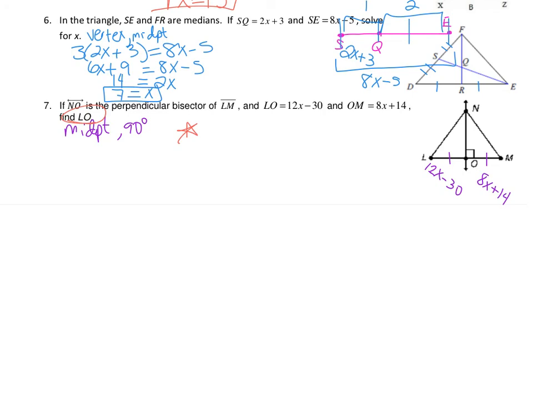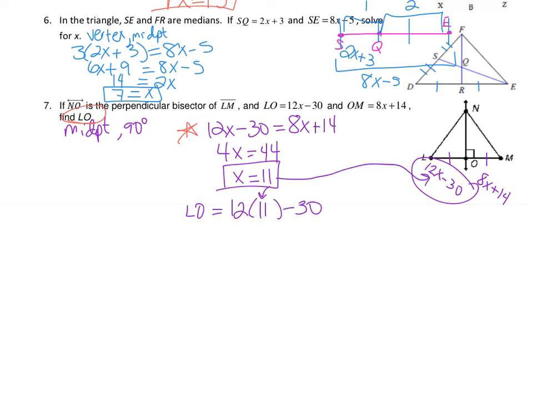You should have set them equal to each other to solve for x. When you solve for x, you should have gotten x equals 11. Then it asks for the length of LO, which means you need to multiply it back out. So we get 132 minus the 30, and you get 102 then for the length of LO.